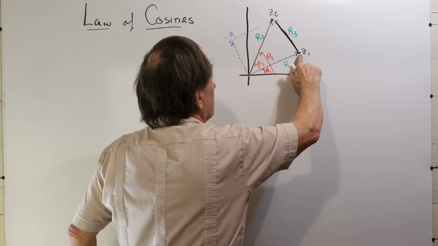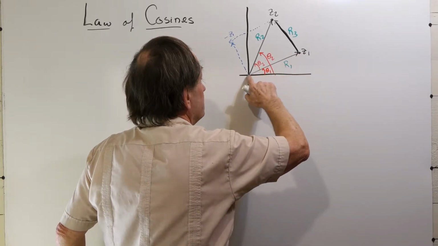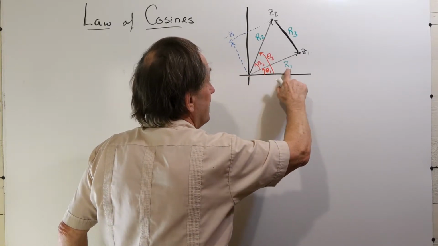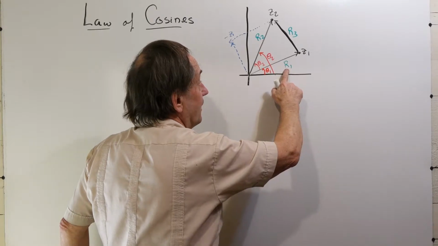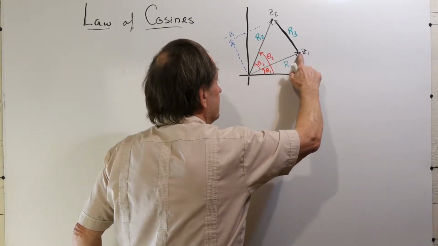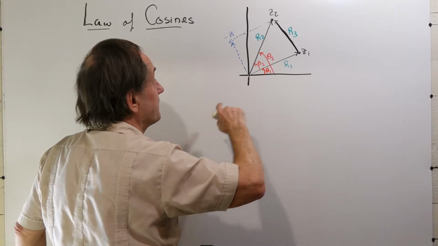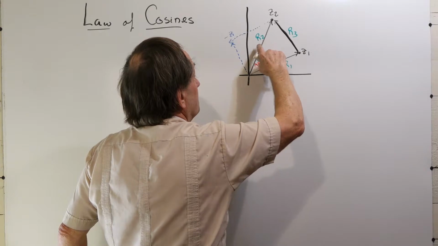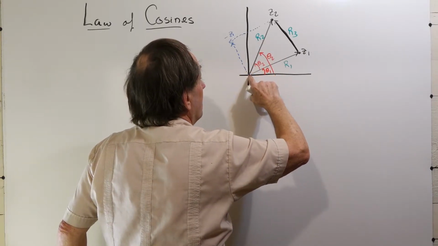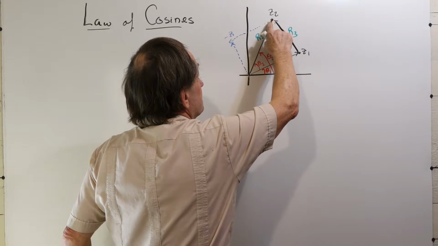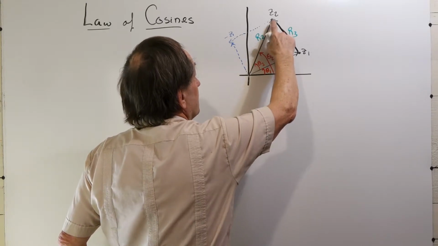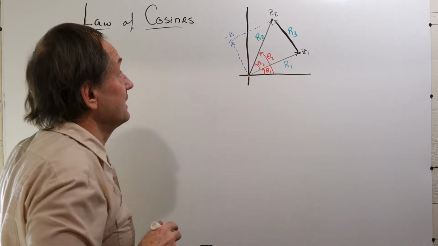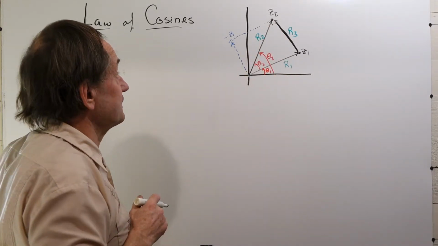Point z1 is defined by a position vector going from the origin to z1, and it has a magnitude or modulus of r1. That's the distance between the origin and z1. z2 has a modulus of r2, and the vector going from the origin to z2 defines the position of z2 in the plane, and that distance from the origin to the point just happens to be the magnitude or modulus of z2.